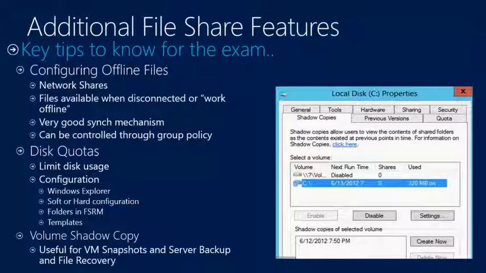Configuring offline files goes back to having offline files, or what we call client-side caching, where you have files available on the local machine, so that if you're off the network and you're at home, you can actually have your files available when you're not in the office or on the network. You can configure it so that certain files that are networked are available on your local machine. It's a very good sync mechanism across devices. And you can also control this through group policy. There are group policies that allow you to control who has access to offline files on their systems.